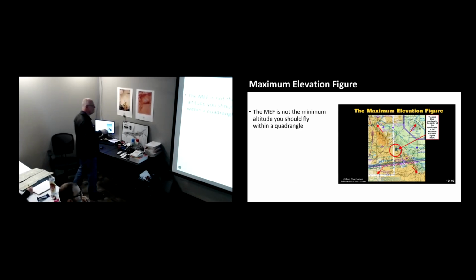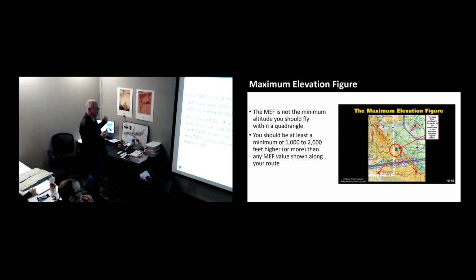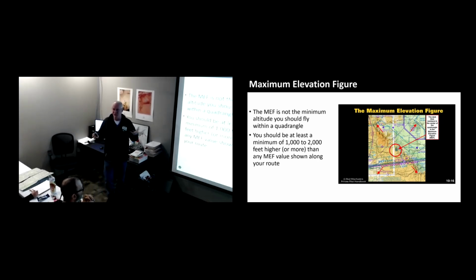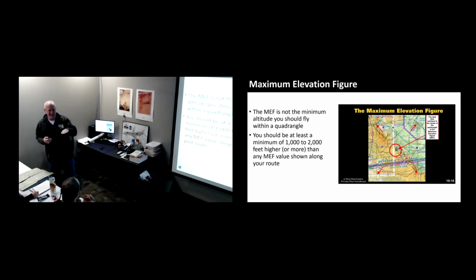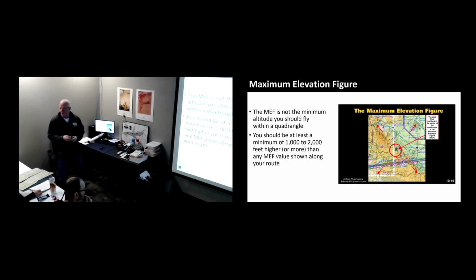All right, the MEF isn't the minimum altitude you should fly, right? Could you be squeaking by? Maybe. We say it should be at least 1,000 to 2,000 feet higher than the MEF, just for that margin of safety, right? Don't go skirting along at 6,700 feet, betting the odds. So go to at least 1,000 or 2,000 feet above the MEF along your route.